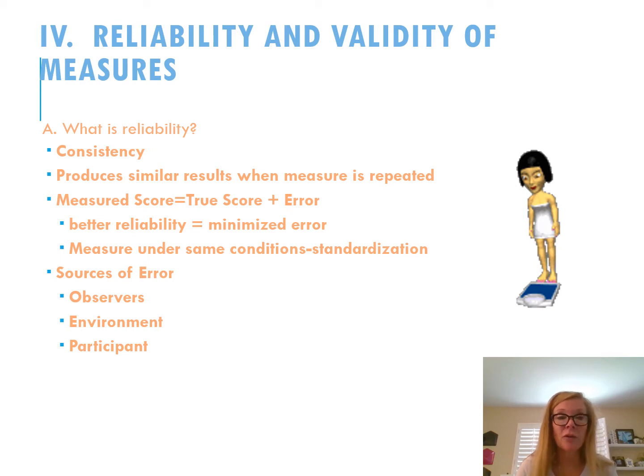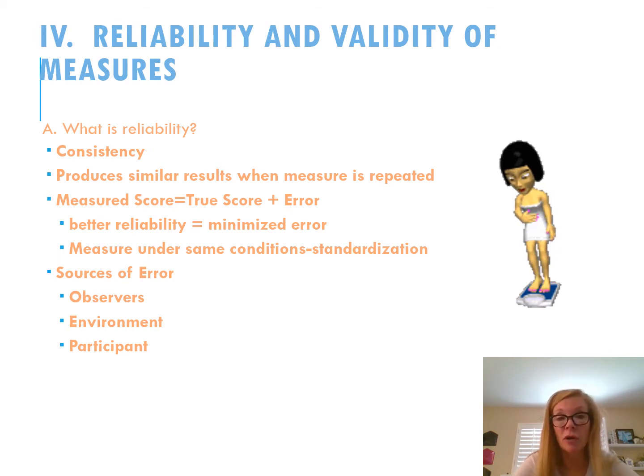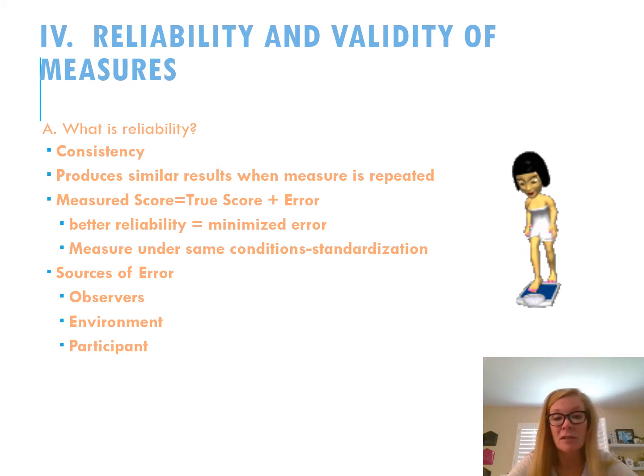So sources of error include these things. It could come from the observer. It could come from the equipment, like in the example of the scale. It could come from the environment. It could come from the participant.